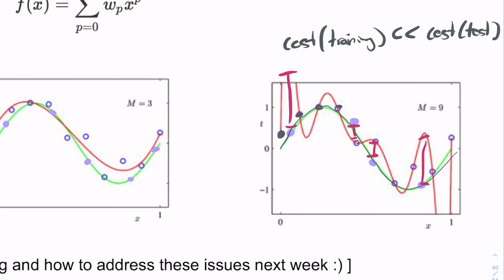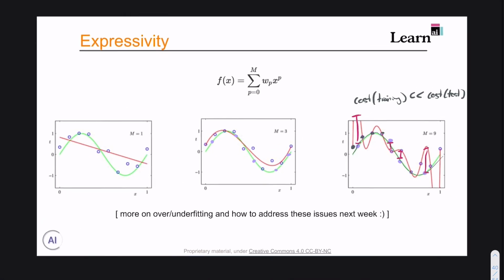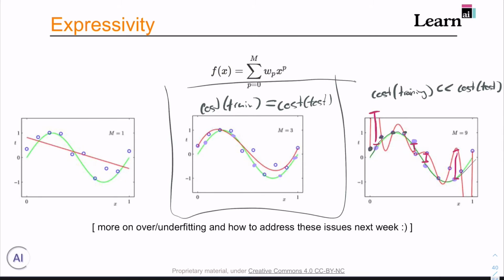If this doesn't make sense now, it should definitely make sense in the coming weeks because we'll see more and more examples. Because on the side of m equals 3, the cost of training and the cost of testing are basically equal. Obviously, they're not going to be exactly equal, they're basically equal. And that's how you know that this is the better choice. And we're going to talk about how to address this to make sure that this does not happen next week.